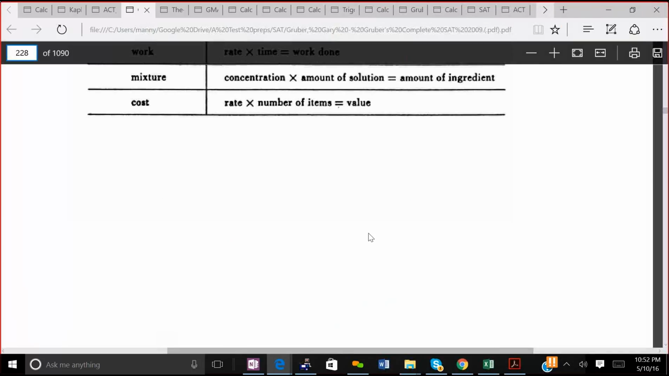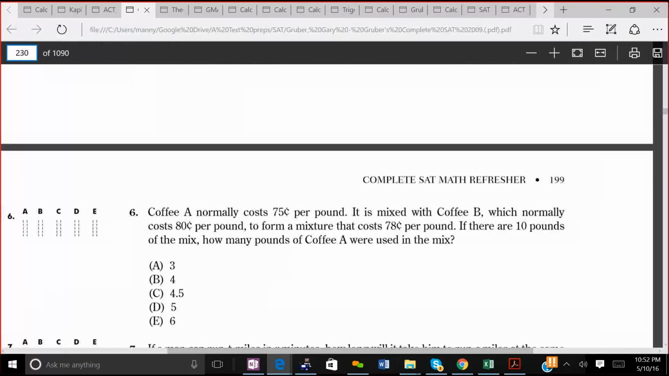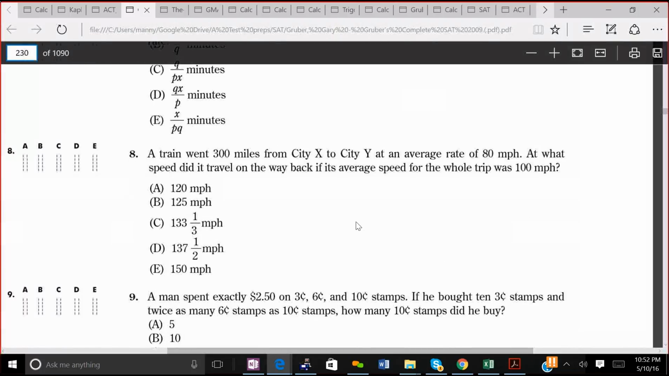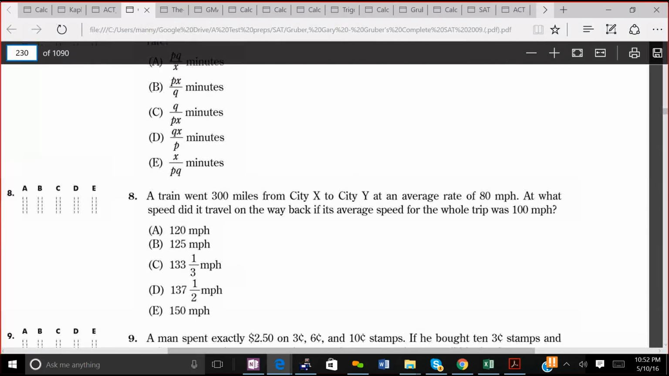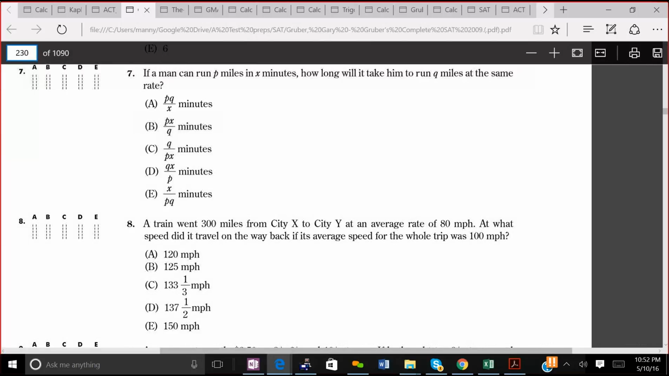Okay. Let's try question number 8. 8 and 7. Okay, I'll show you 8 first, and then you can try 7.